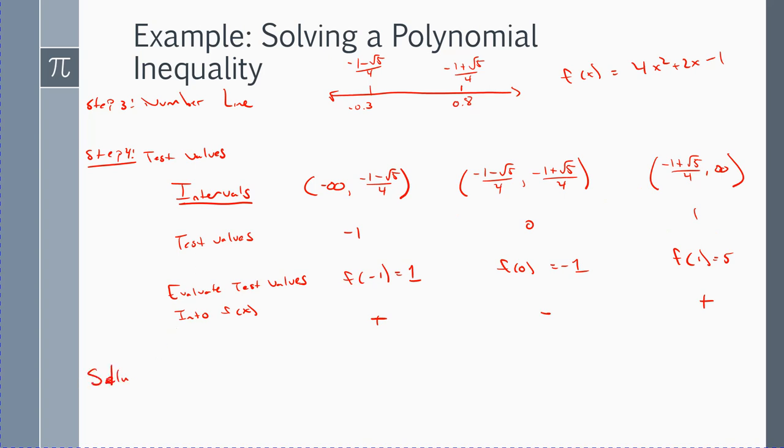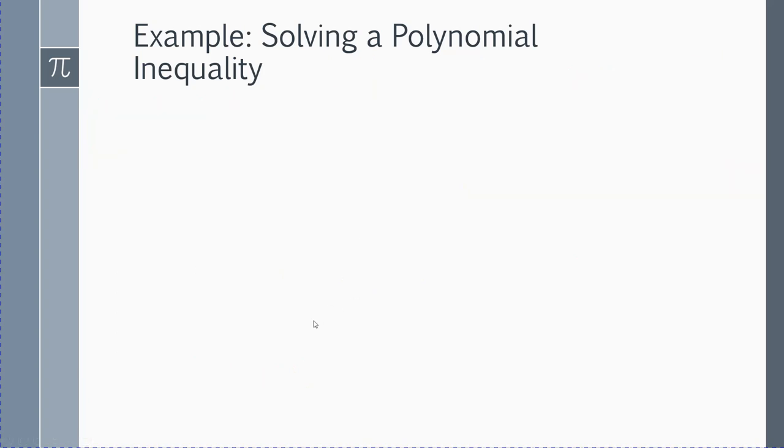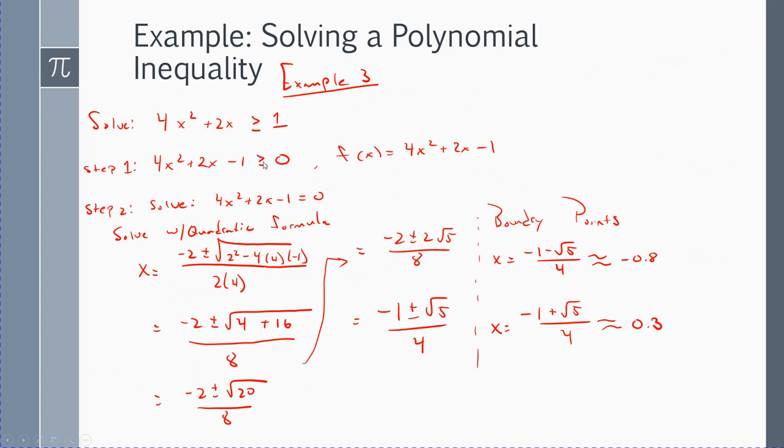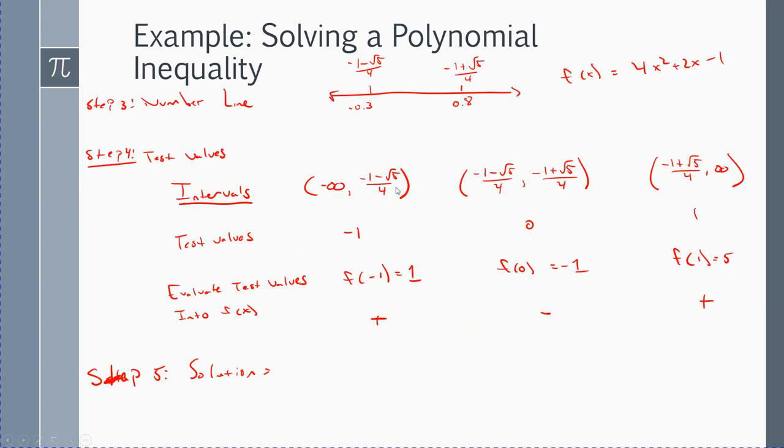So step 5, solution. I'm just going to show this one in interval notation. Now this is important because it has the equal sign under the inequality. That means when you select the interval, you include the boundary points. So it's going to be -infinity to -1 minus the square root of 5 over 4, closed bracket, union, closed bracket, -1 plus the square root of 5 over 4 to infinity. Infinity always gets the open bracket.